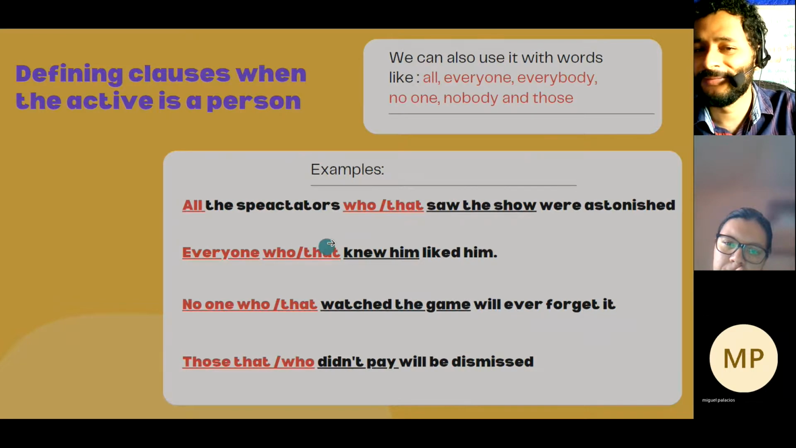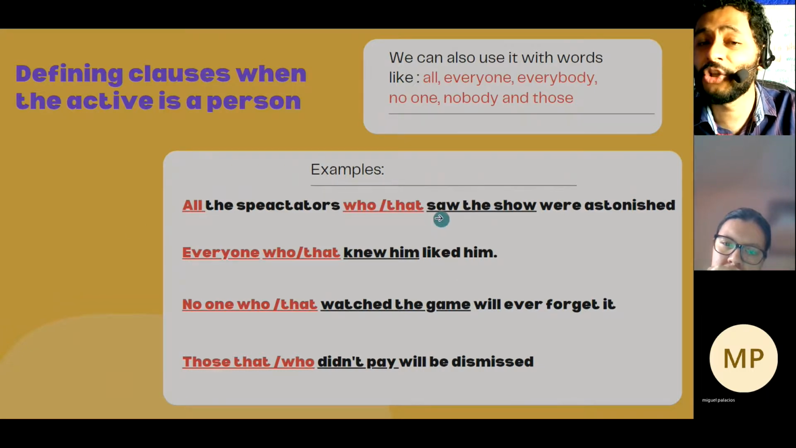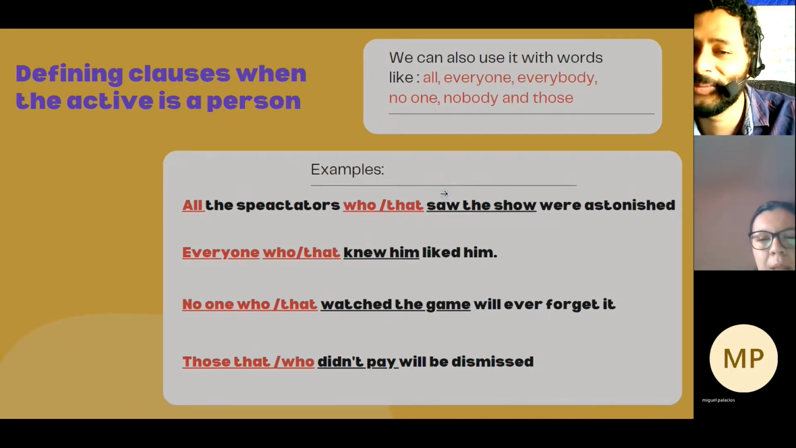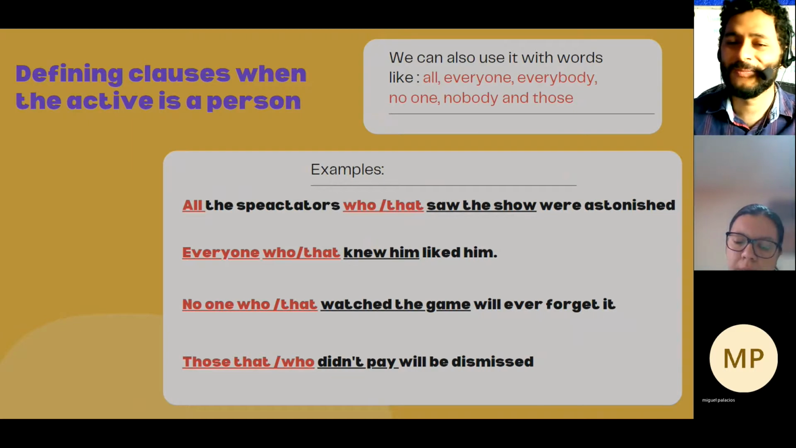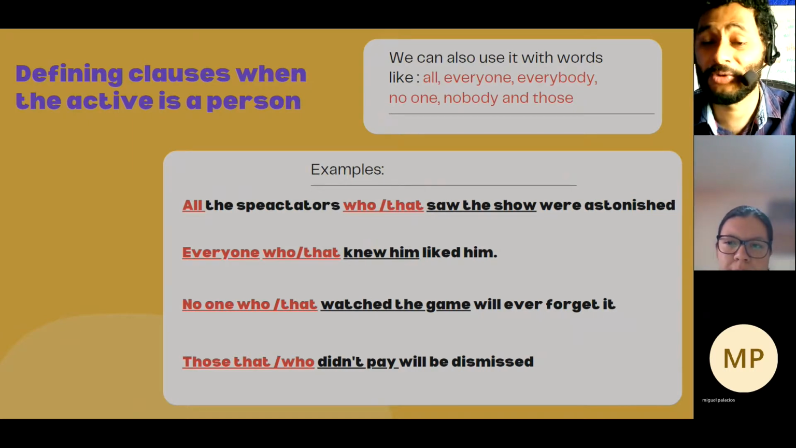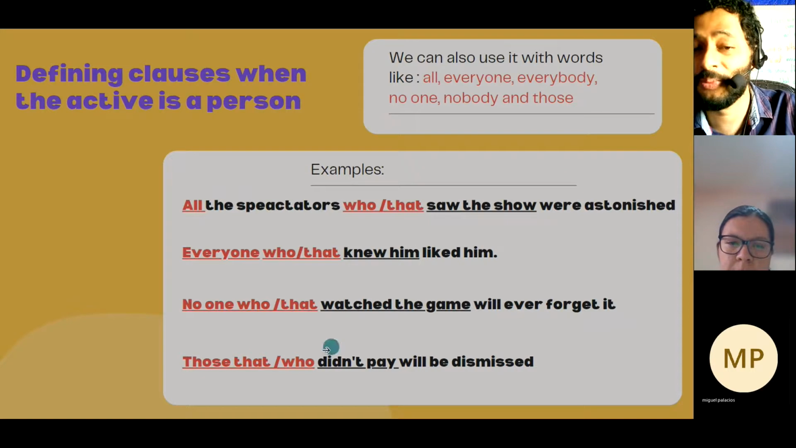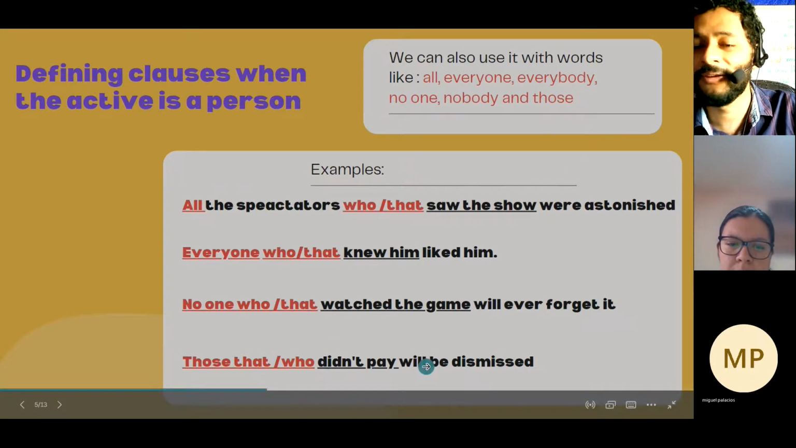Acá no puedes quitarlo. ¿Por qué no puedes quitarlo? Porque lo que sigue es un verbo. Es decir, tú no puedes decir everyone knew him, liked him. No puedes decir eso. Tampoco puedes decir all the spectators saw the show, were astonished. No puedes decir eso. Porque lo que sigue después del pronombre relativo del who or that es un verbo. Cuando es un verbo, no lo puedes omitir bajo ninguna circunstancia. O cuando es un auxiliar también, no se puede. O sea, no puedes decir, those didn't pay will be dismissed. Eso no se puede, ¿no?